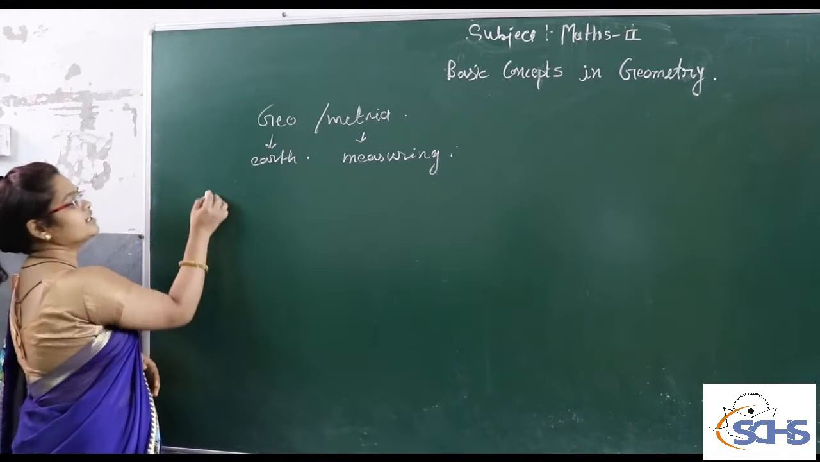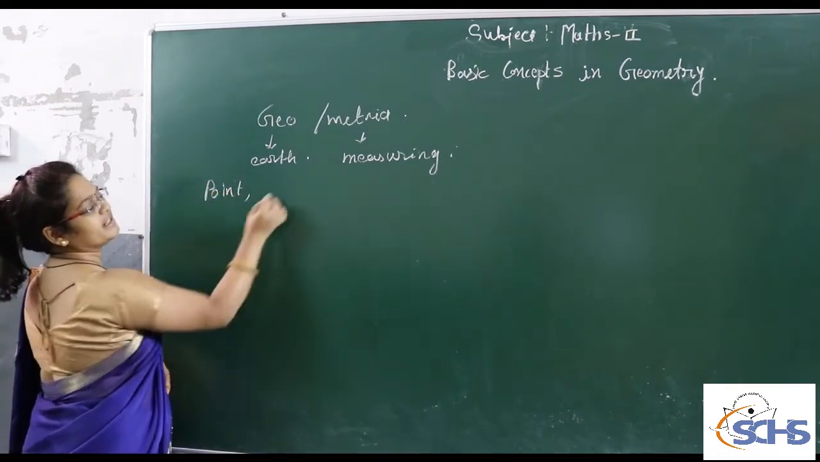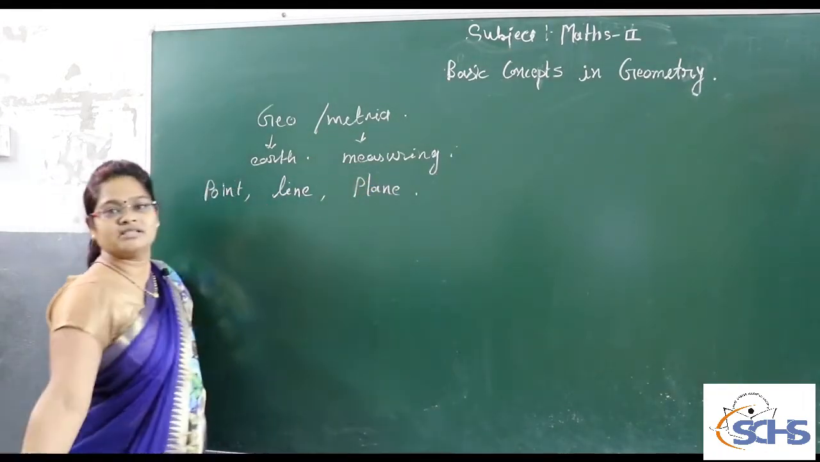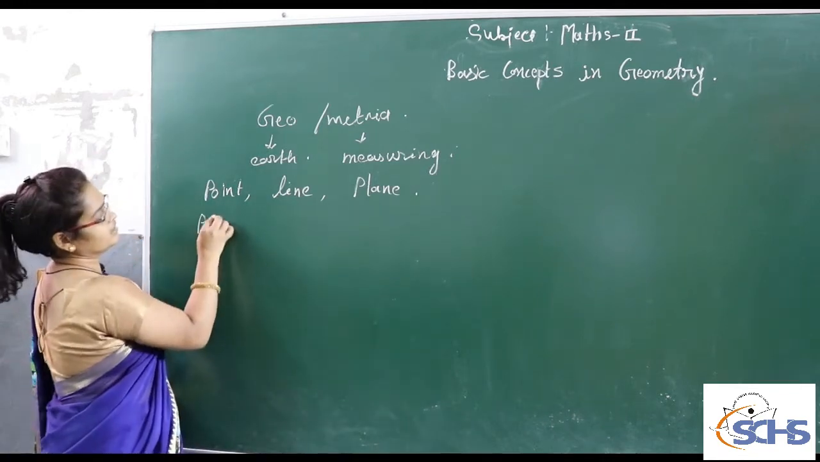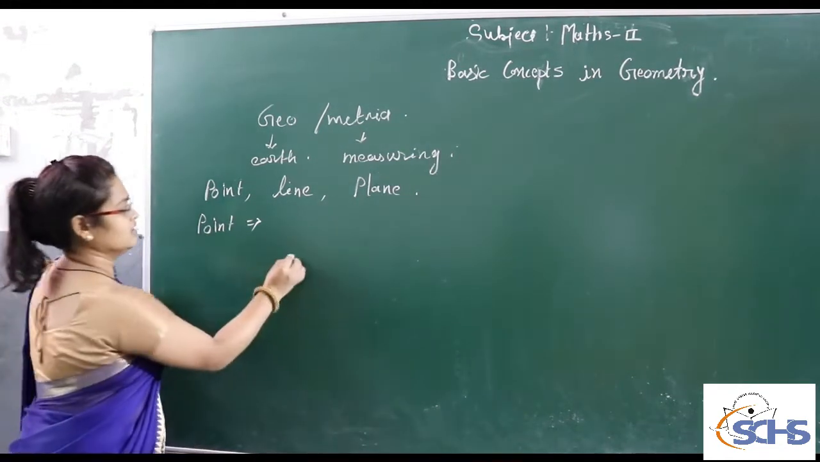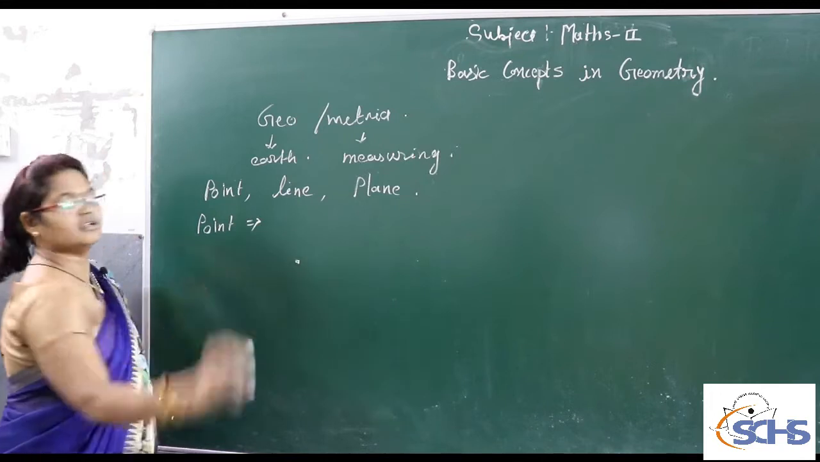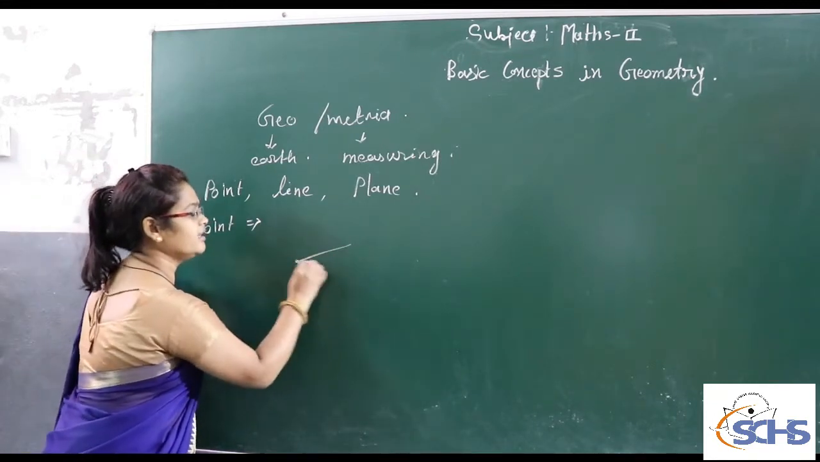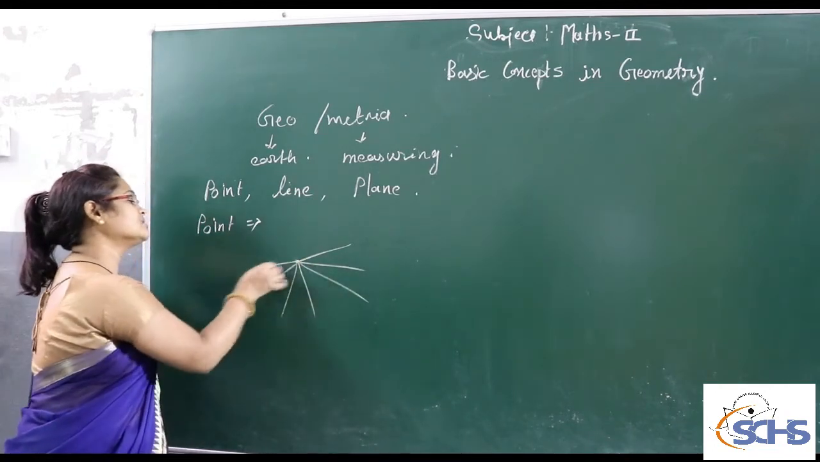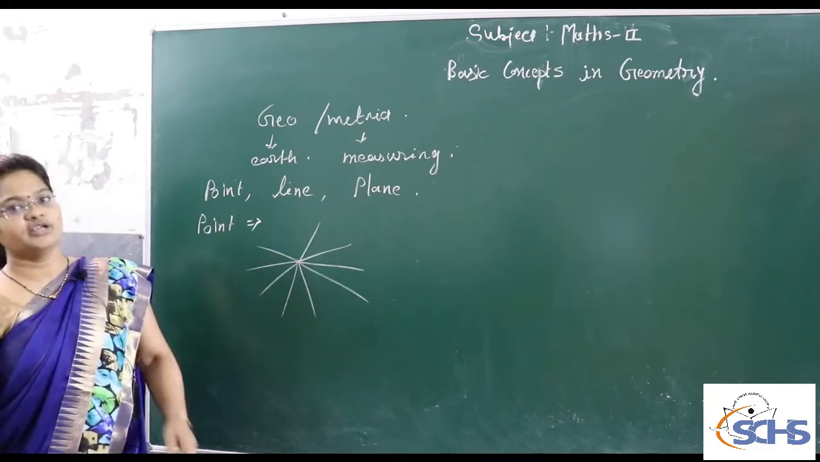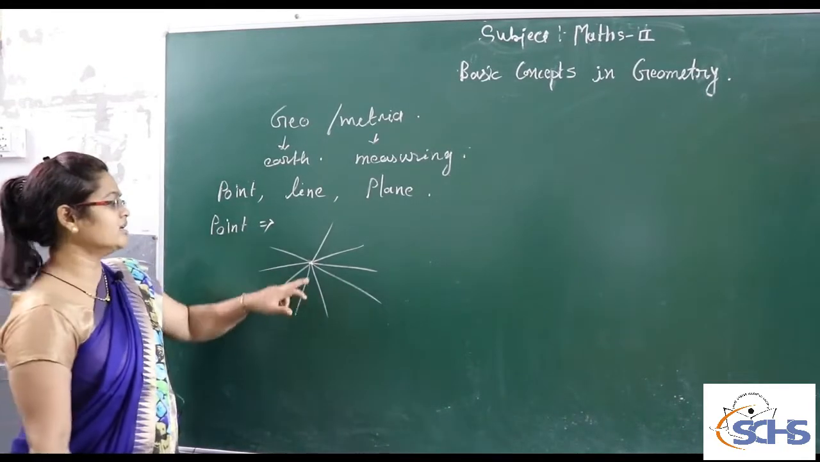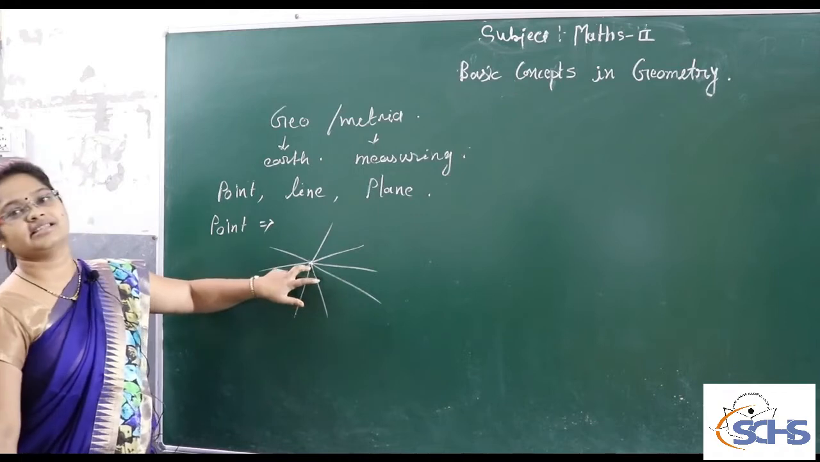So basic concepts in geometry include point, line and plane. First we will discuss the point. Suppose I draw a point. Then we can extend it in any direction. It means infinite number of lines we can draw from this point. So if we have to draw any line or any line segment, we need a point there. That is called the point.